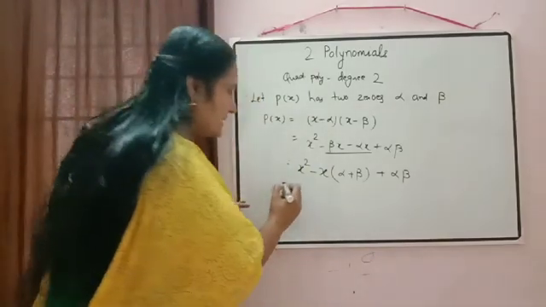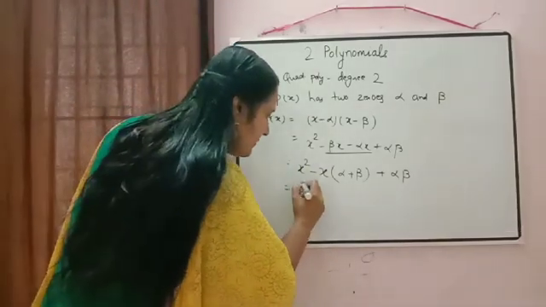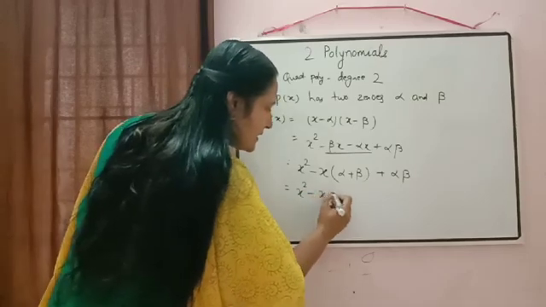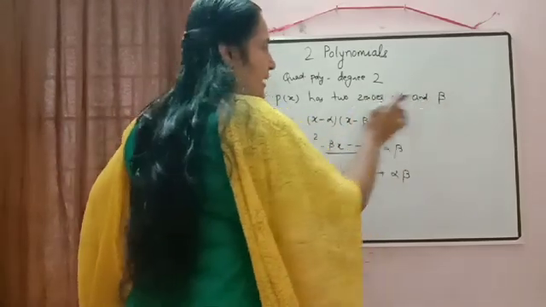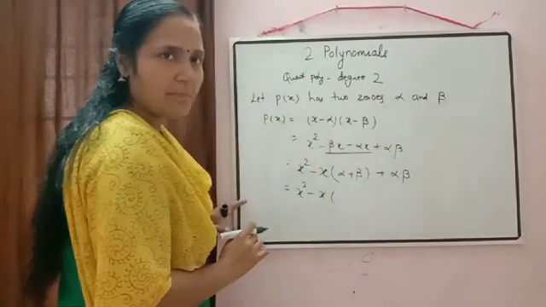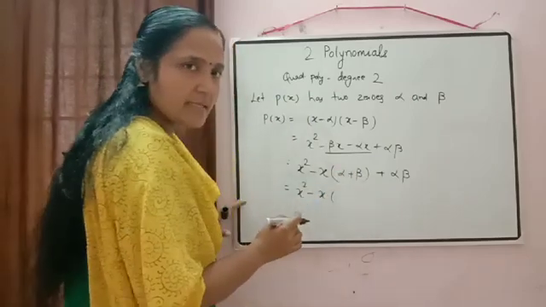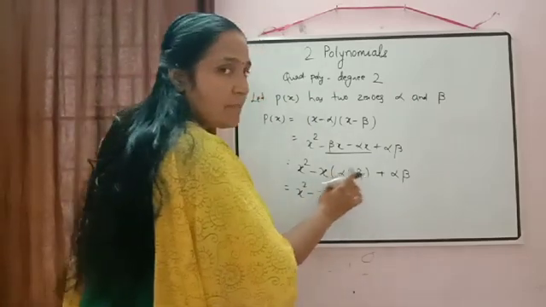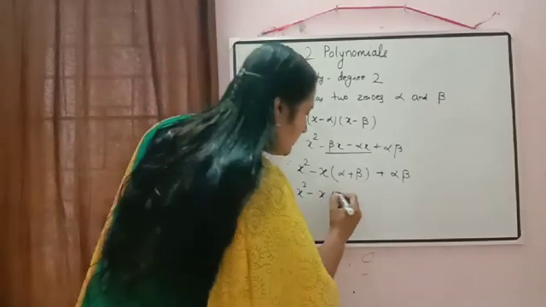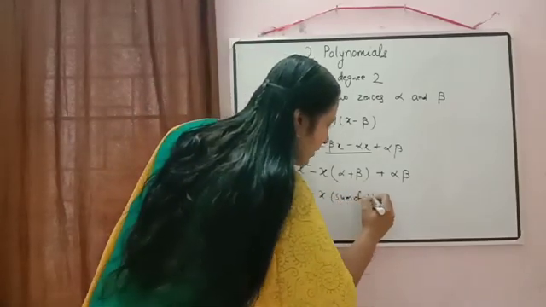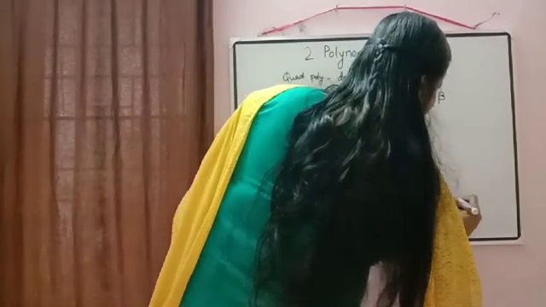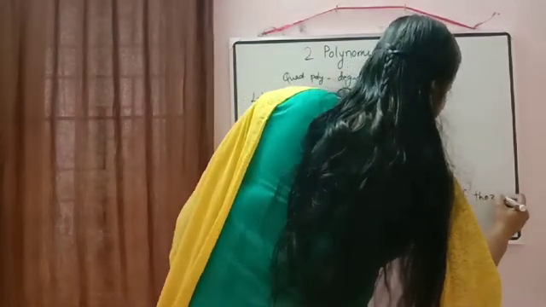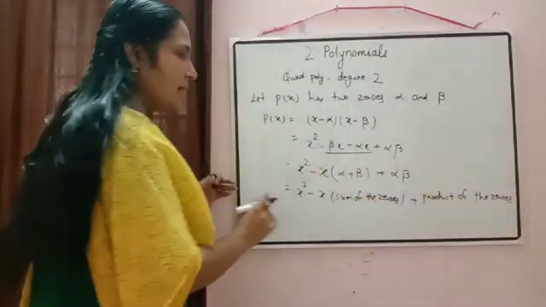Now if I write this in words, how will it come? x square minus x into alpha and beta. What have we taken alpha and beta as? Alpha and beta are the two zeros of the polynomial. And alpha plus beta is coming, which means we did the sum of the zeros. So x square minus x into the sum of the zeros, plus alpha into beta, the product of the zeros. So this is the polynomial p of x.